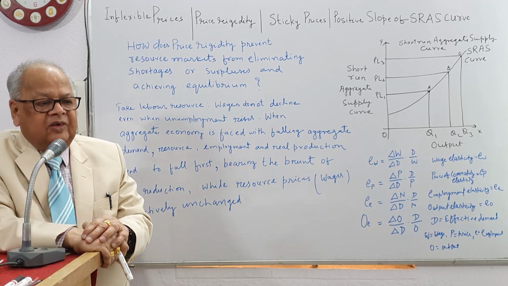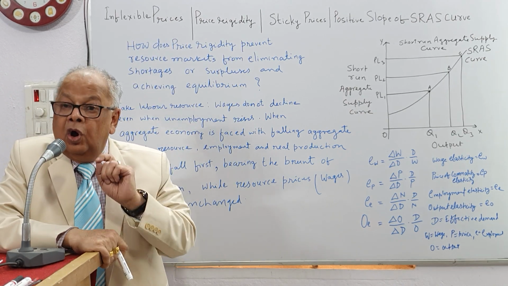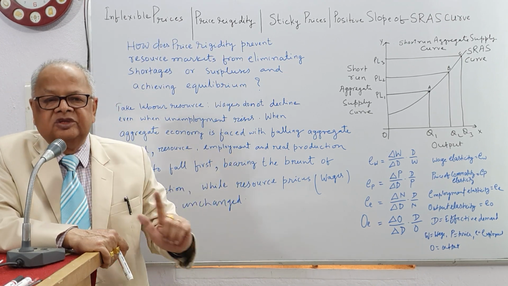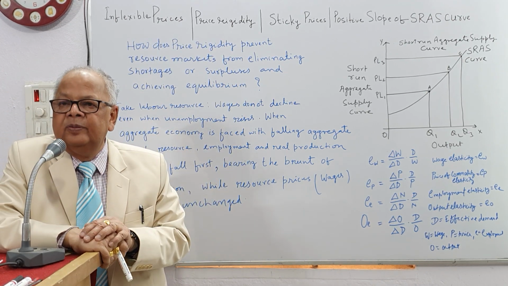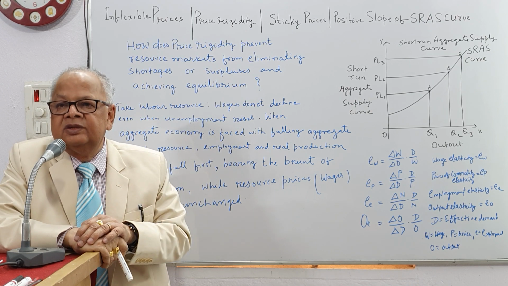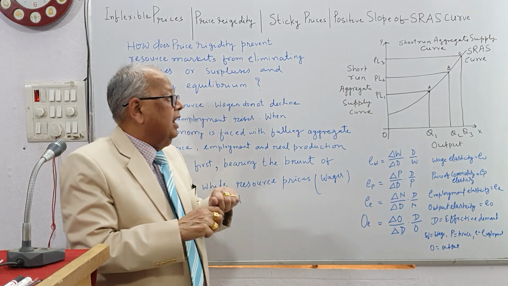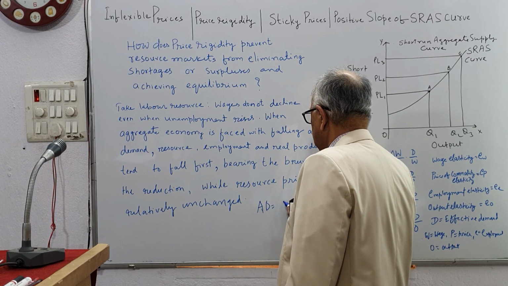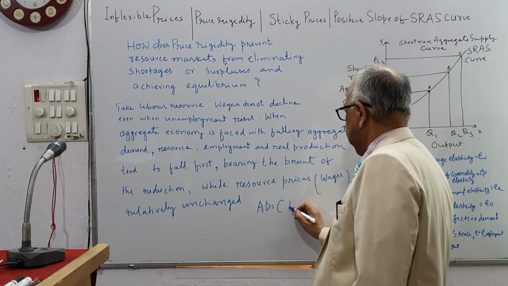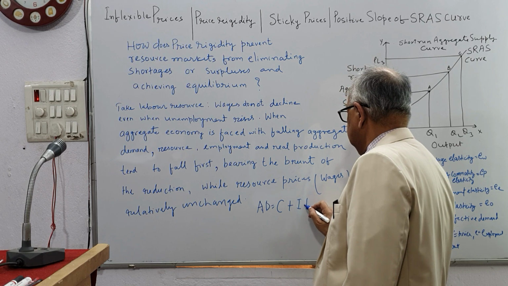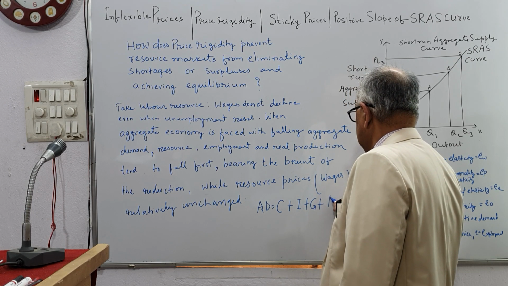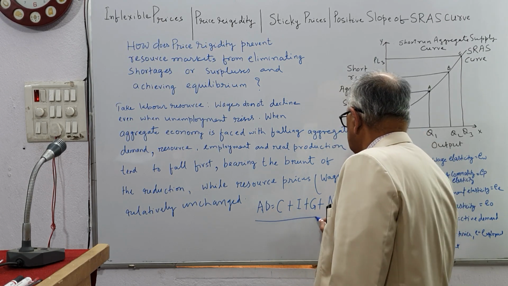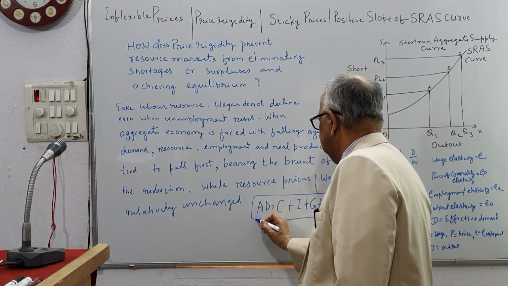Here in the aggregate demand function, we take into consideration all goods in the economy, all commodities, all services, all factors in the economy. That is reflected through consumption, investment, government expenditure, and net export. This is aggregate demand.